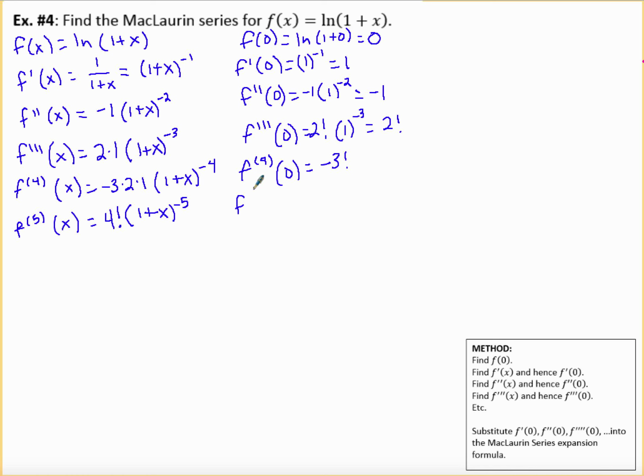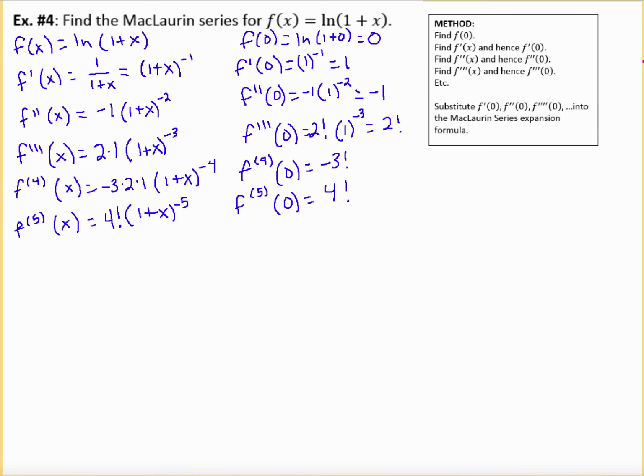And the fifth derivative at 0, that's going to give us positive 4 factorial. And then 1 plus 0 is 1. 1 to the negative 5 power is 1. So it's just multiplied by 1. We're good. Ooh, we got alternating signs here. Do you see it? The positive, negative, positive, negative, positive, negative, and the factorials. This is great.